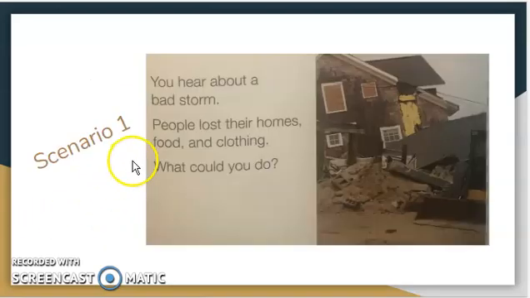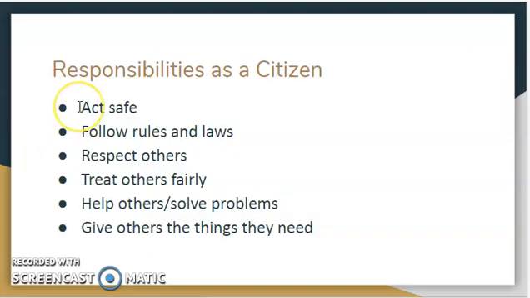Scenario number one. Let's read it. You hear about a bad storm. People lost their homes, food, and clothing. What could you do if that was to happen? So according to our responsibilities, let's think about it. We have to act safe, we have to follow the rules and laws, we have to respect others, we have to treat others fairly, we have to help others solve problems, we have to give others the things they need.